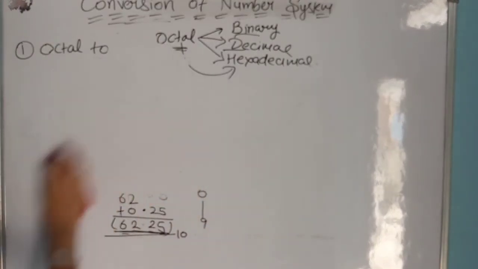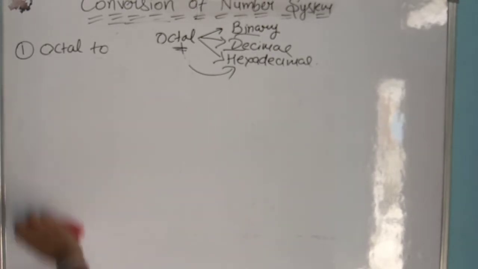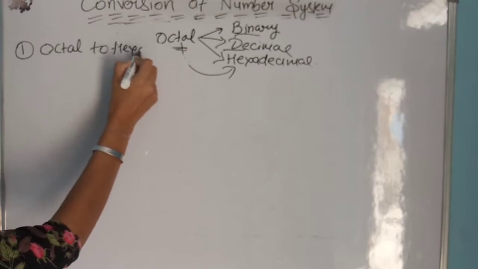We can change or convert any number from octal to hexadecimal directly. So indirectly we can change. Okay, indirectly we have no problem. But now we will discuss hexadecimal.